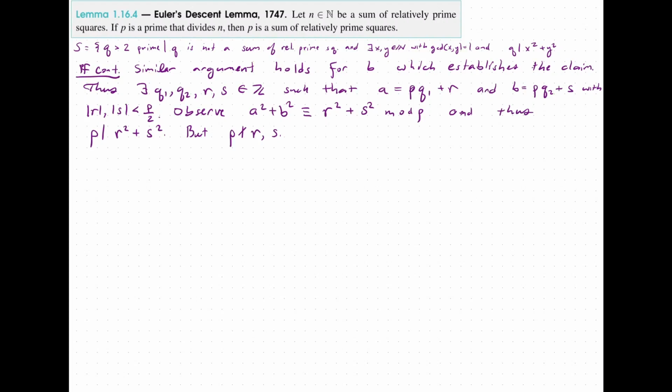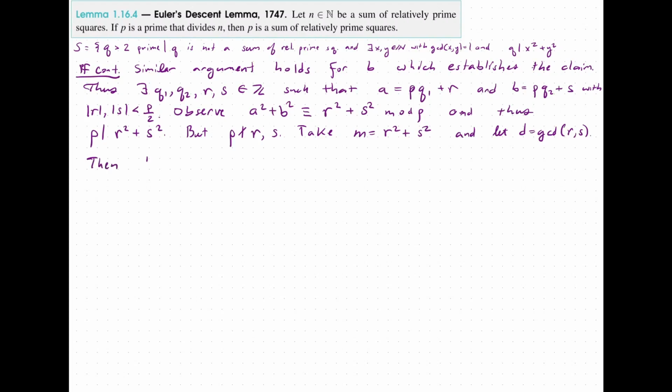So now let's go ahead. Take M to be equal to R squared plus S squared, and let D be the GCD of R and S.